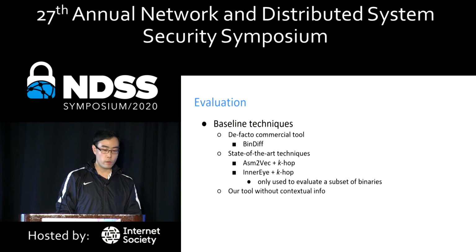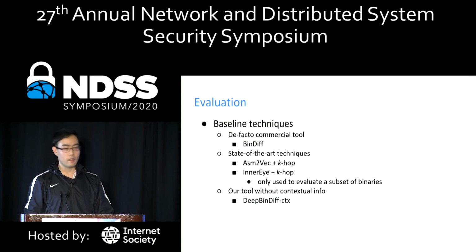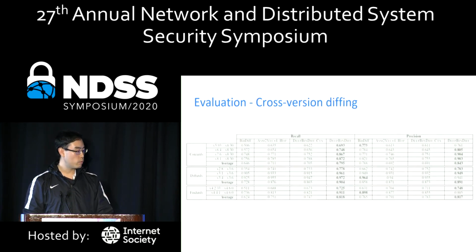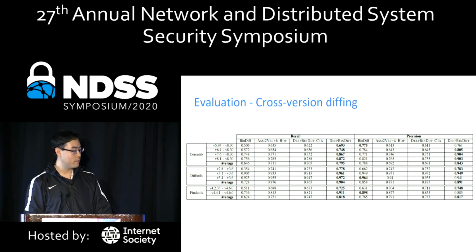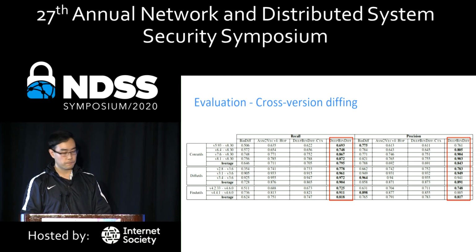And then we also evaluate our tool without the contextual information, namely DeepBinDiff minus context, just to show the usefulness of the contextual information. So for cross-reference diffing, it's a very small table. The bold ones are the ones that bear the highest scores. You can see in most cases, DeepBinDiff is the highest.